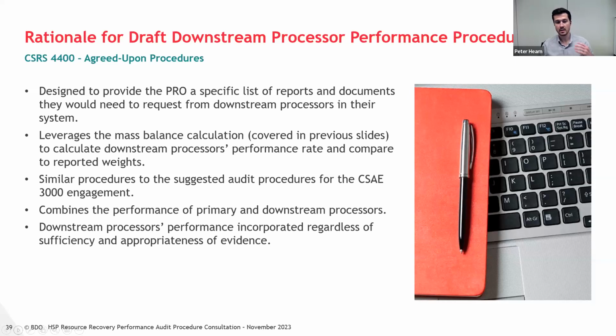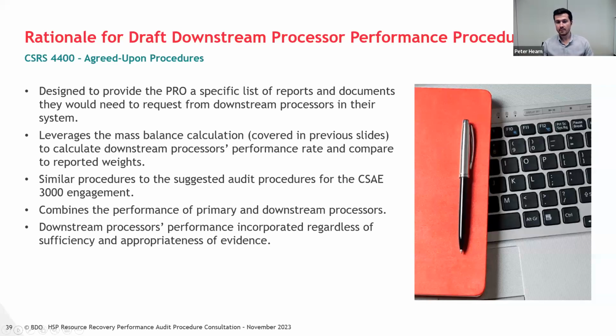So ultimately the performance of primary processors in the 3000 report and downstream processors in the 4400 report would be combined together to provide the entire performance for that pro or producer system. And I think most importantly, the downstream process performance is incorporated regardless of the sufficiency and the appropriateness of the evidence they're able to provide.